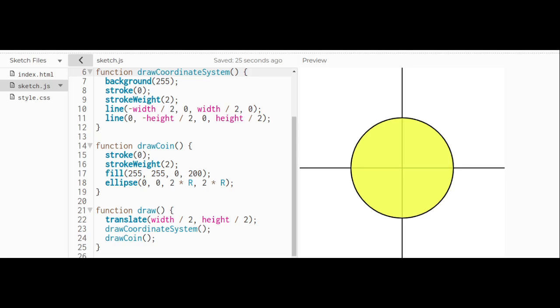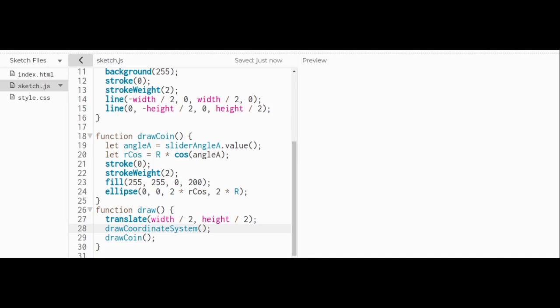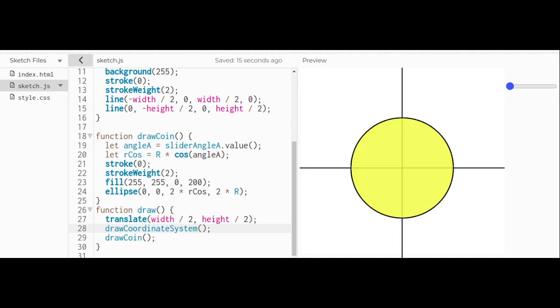The task is as follows. It is necessary to turn our coin in the horizontal direction. Something like this. For these purposes, I use the cosine. And I also added a slider to change the rotation angle.